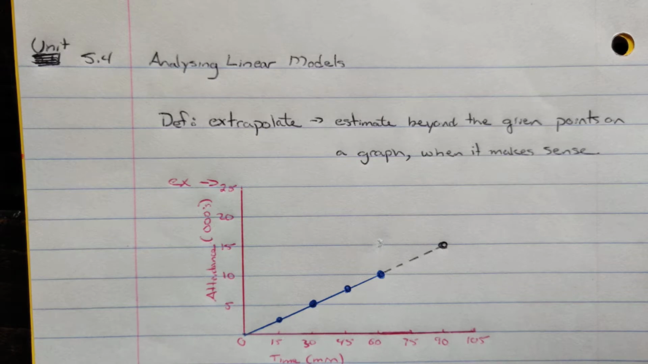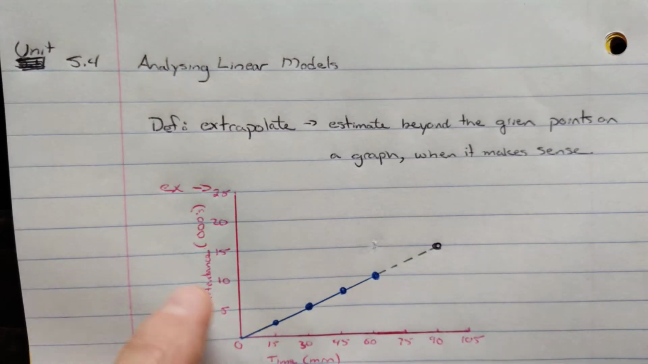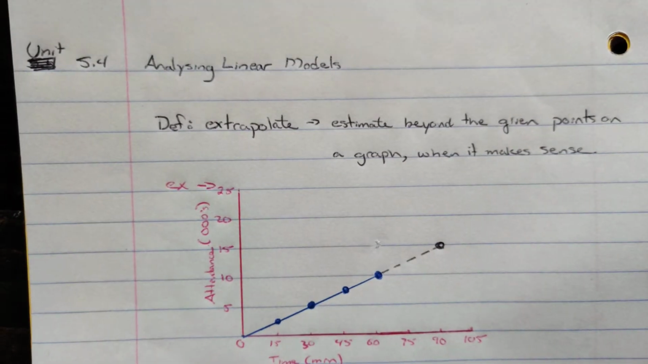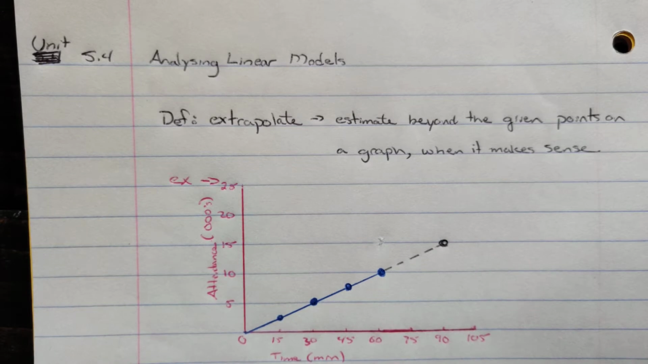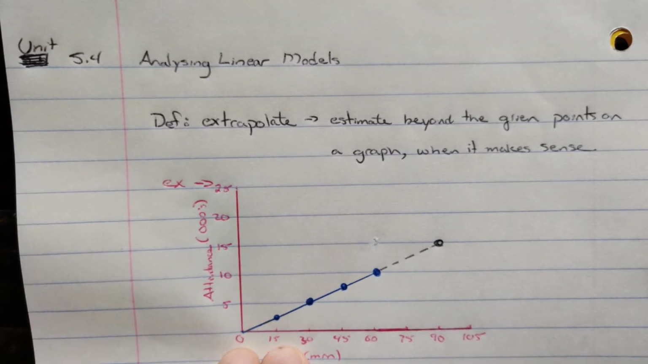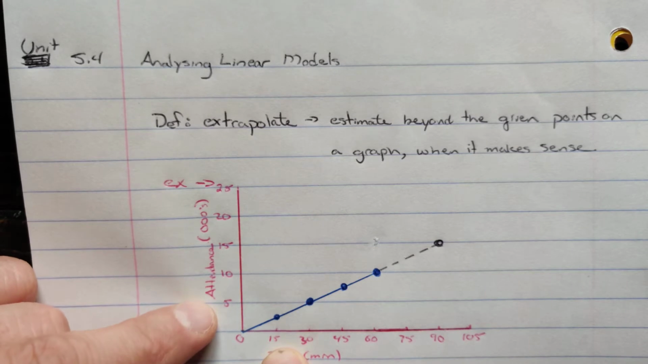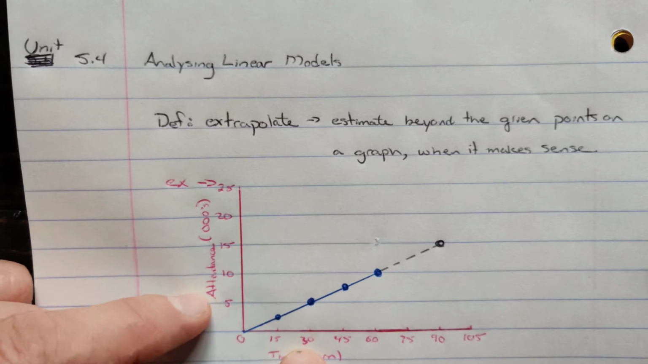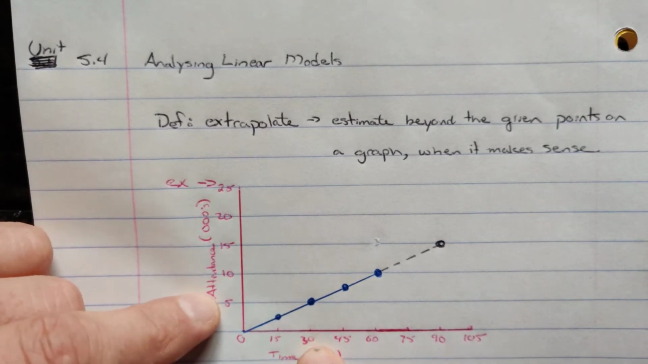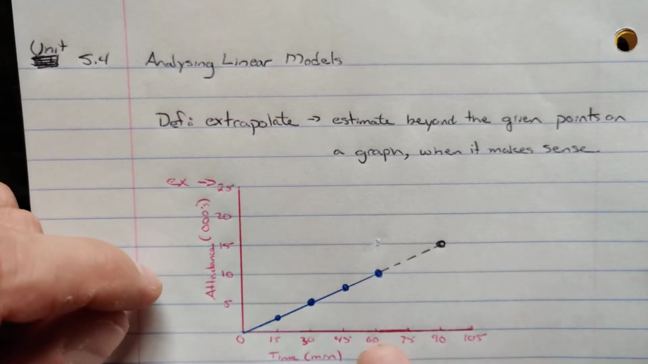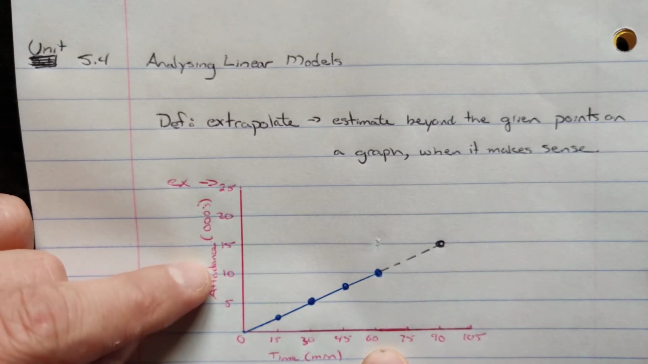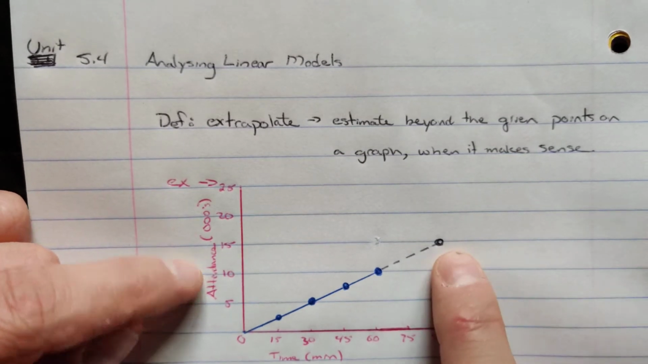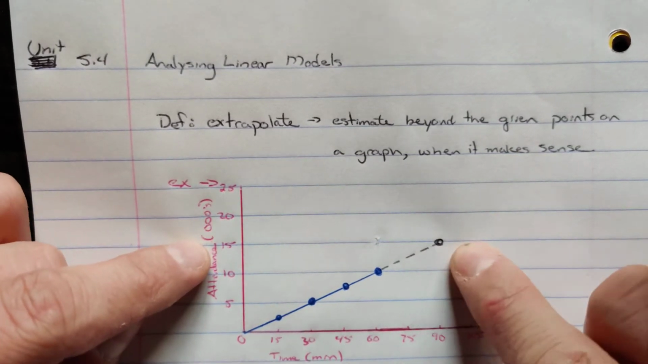So here there is a time and attendance graph. The attendance is listed in thousands, the time in minutes. And so we see that after 15 minutes, there's about 2,500 people. After 30 minutes, 5,000 people. And then after an hour, there's about 10,000 people. And then I've extrapolated it out at 90 minutes. So after an hour and a half, we have 15,000 people that have arrived.